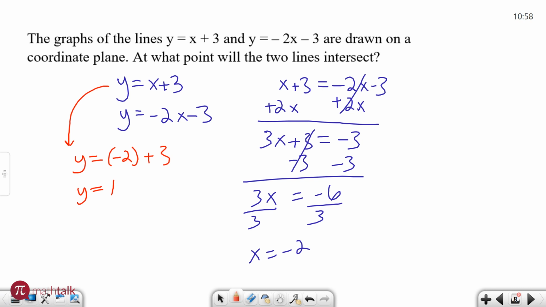Now we need a point at which the two lines intersect, so I'm going to use my x and y coordinate to plug in the point -2, 1. And this is the value at which those two lines intersect. They're both equal to each other then. So if you were to graph these out on a coordinate plane, they would cross at -2, 1. Let's look at one more example.